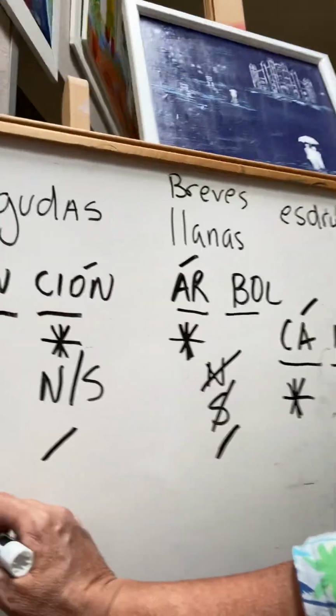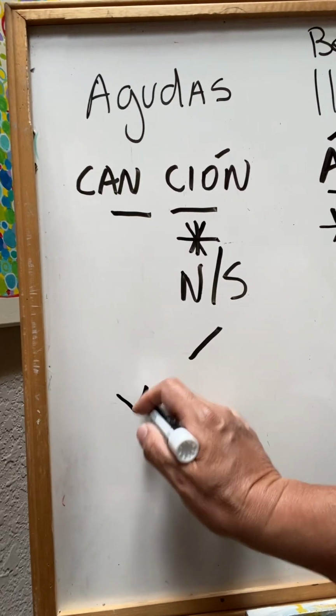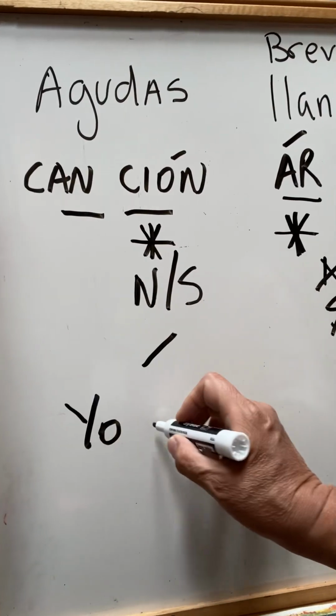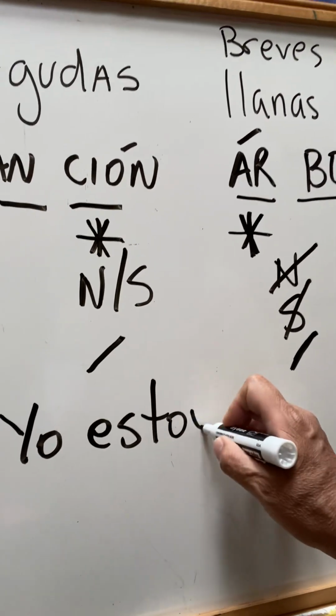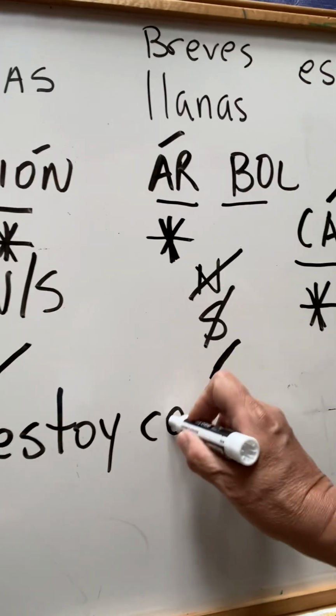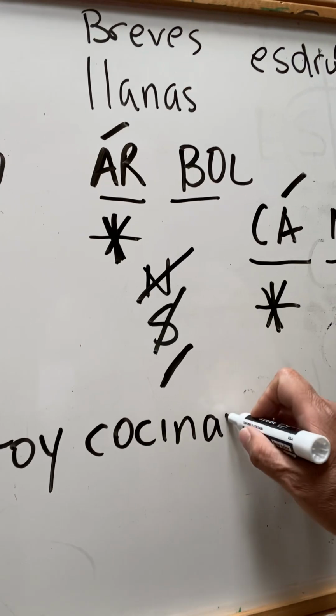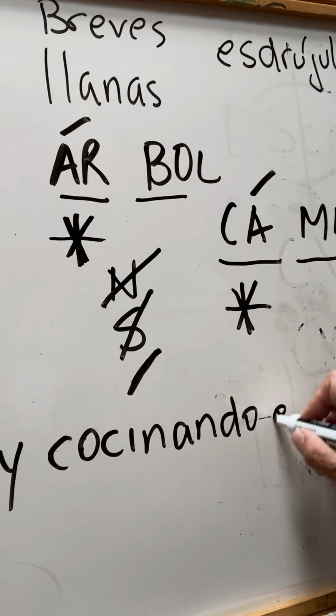In Spanish, we have sentences where either one, you have a direct object, two, you have an indirect object, or three, you have both the indirect and direct object pronoun. So let's put those sentences here so that you will see. So in the first one, I'm going to say, yo estoy cocinando el pavo.